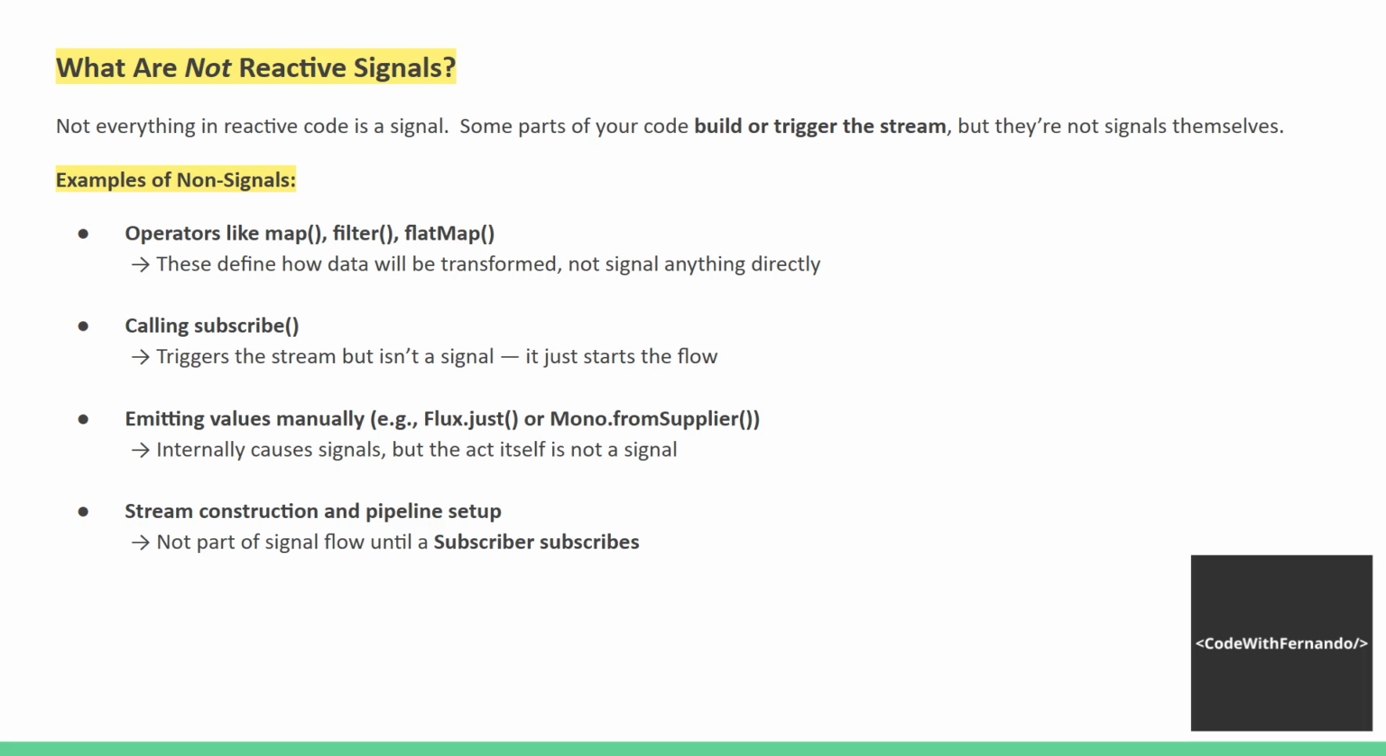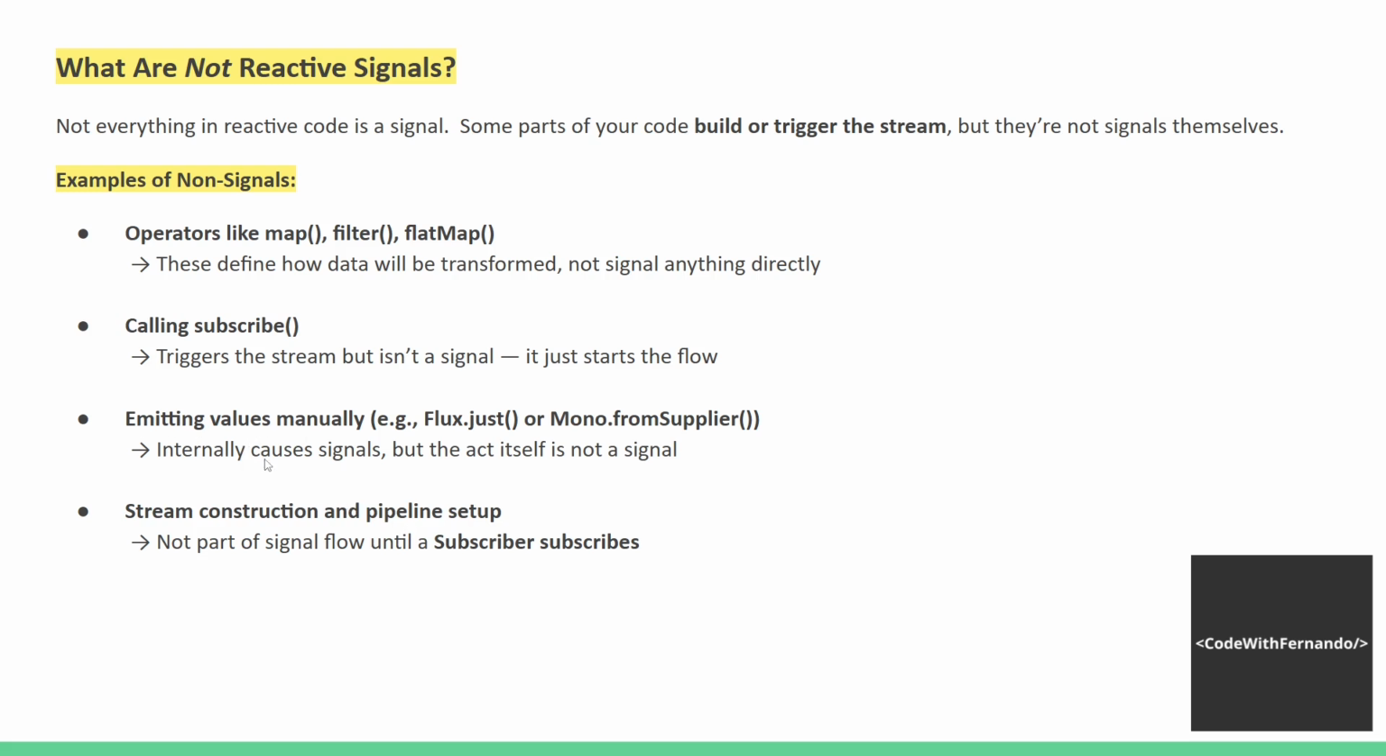So what are not reactive signals? This is very important to understand also. Not everything in reactive code is a signal. Some parts of your code build or trigger a stream, but they're not signals themselves. Here we have some examples of non-signals. When using operators like map, filter, or flatMap, these define how data will be transformed. They are not signals by themselves. Also, calling subscribe triggers the stream, but it isn't a signal. It just starts the flow.